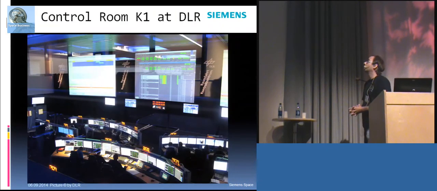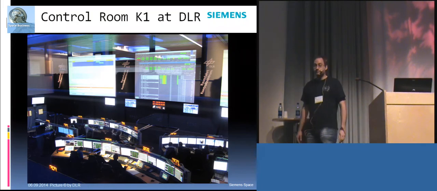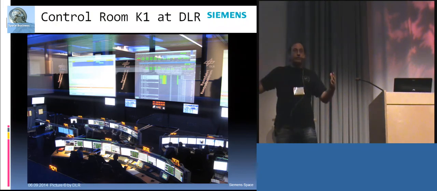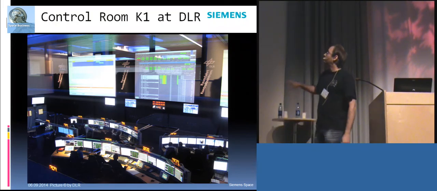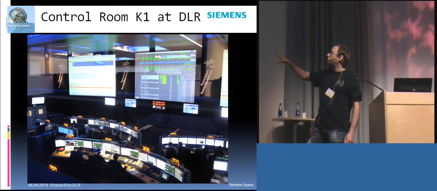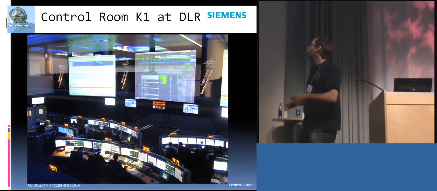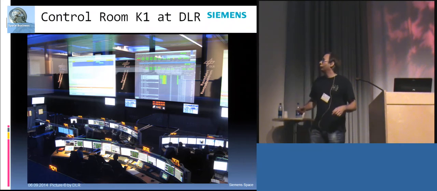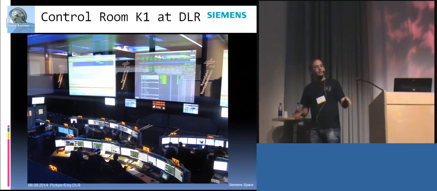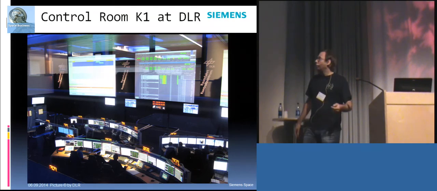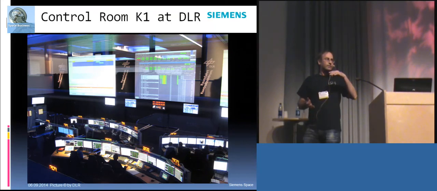So this is an impression of the control room K1 at DLR. So that's the main working area. What you see here on the screens is basically two systems. It's the mission control system and a system called SATMON. The mission control system is responsible for getting data to the satellite, so we call it telecommands, and for receiving data from the satellite, it's the telemetry. And then it does archive them, process them, do a lot of checks and so on.